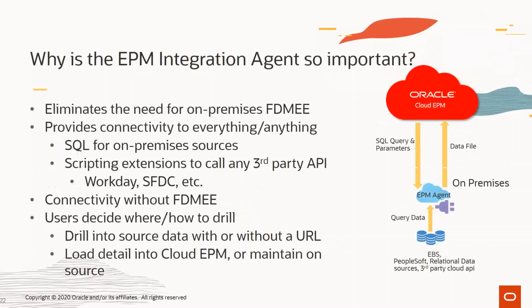And then people ask, why is the agent so important? Well, it really eliminates the need for your on-premises FDMEE instance. So if you want to begin to move everything to the cloud, it gives you that ability to get off of those on-premises tools that provide those on-premises interfaces. It also provides the scripting. So really, I say it two times, it provides connectivity to on-premises without FDMEE. You can drill using an agent to perform a database query that's presented in a dialog in the cloud, or you can still drill through using a URL. So the agent really is the way to begin to move everything that you have into the cloud.